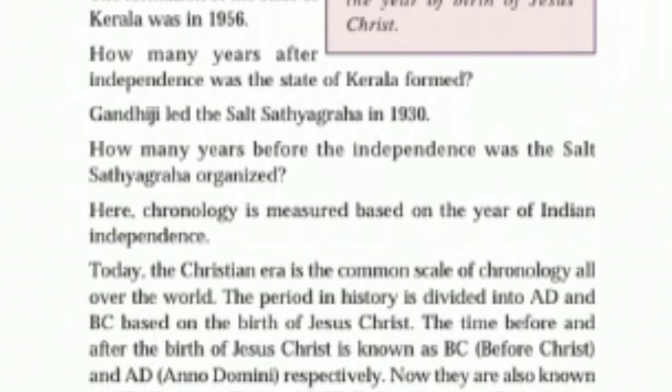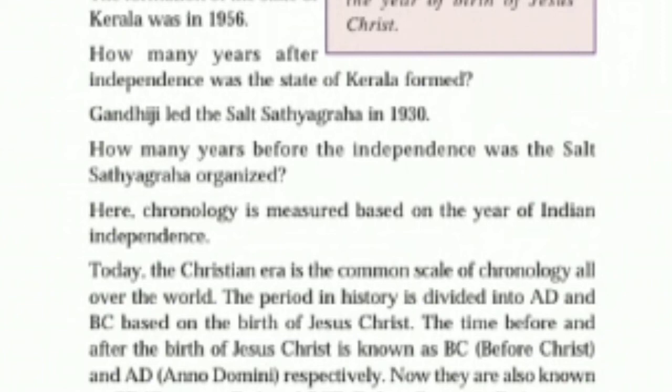Today, the Christian era is the common scale of chronology all over the world. The period in history is divided into AD and BC. Here, we already discussed Anno Domini, AD. BC and AD are based on the birth of Jesus Christ. The time before and after the birth of Jesus Christ is known as BC, before Christ, and Anno Domini, respectively.